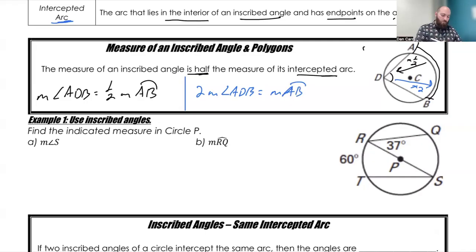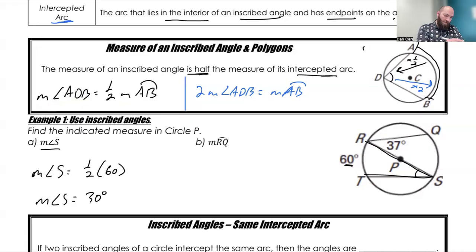So when I look at the next one, I want to find the measure of angle S. So angle S is right here. It is an inscribed angle with this arc of 60 degrees. So again, the angle is half the arc. So that means the measure of angle S is equal to one half of 60, which means the measure of angle S is equal to 30 degrees.